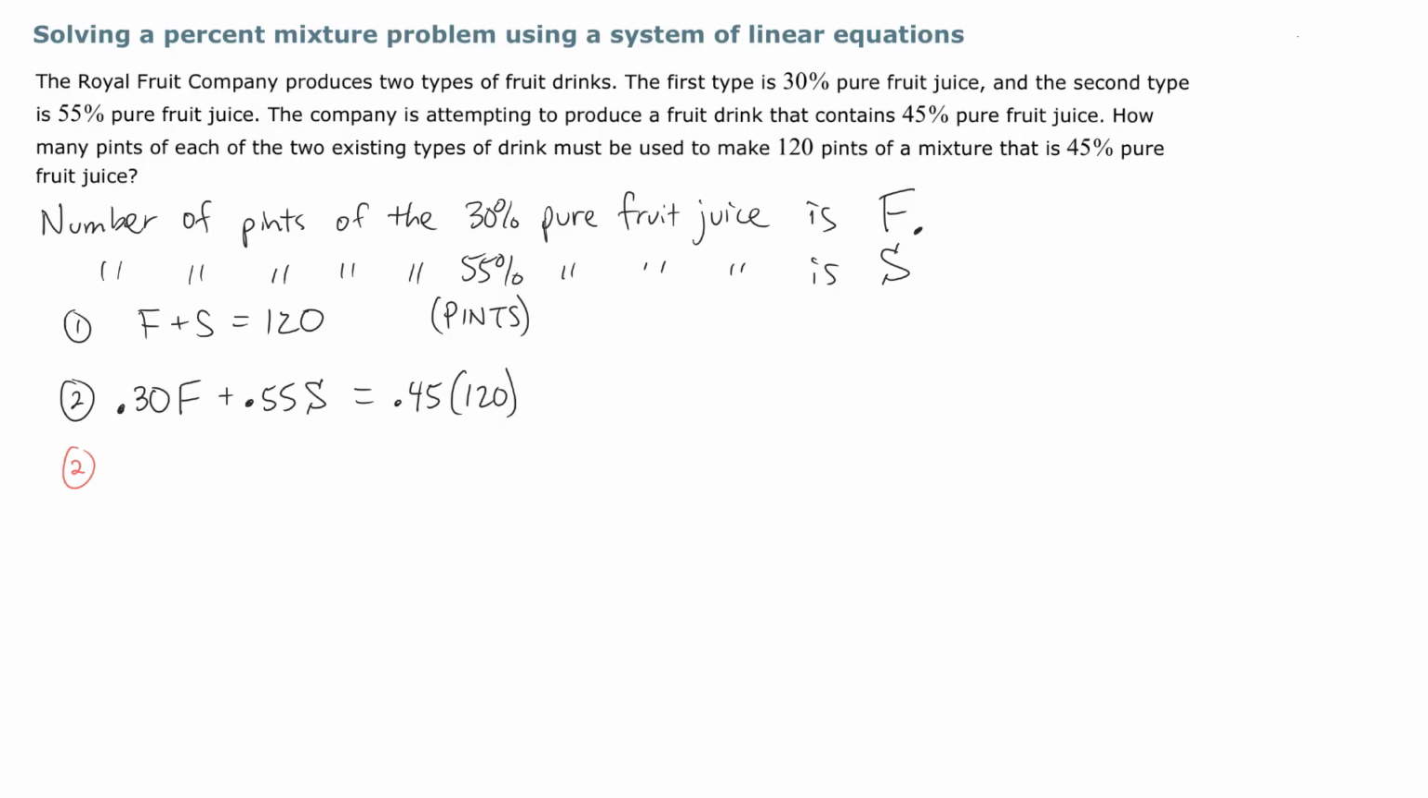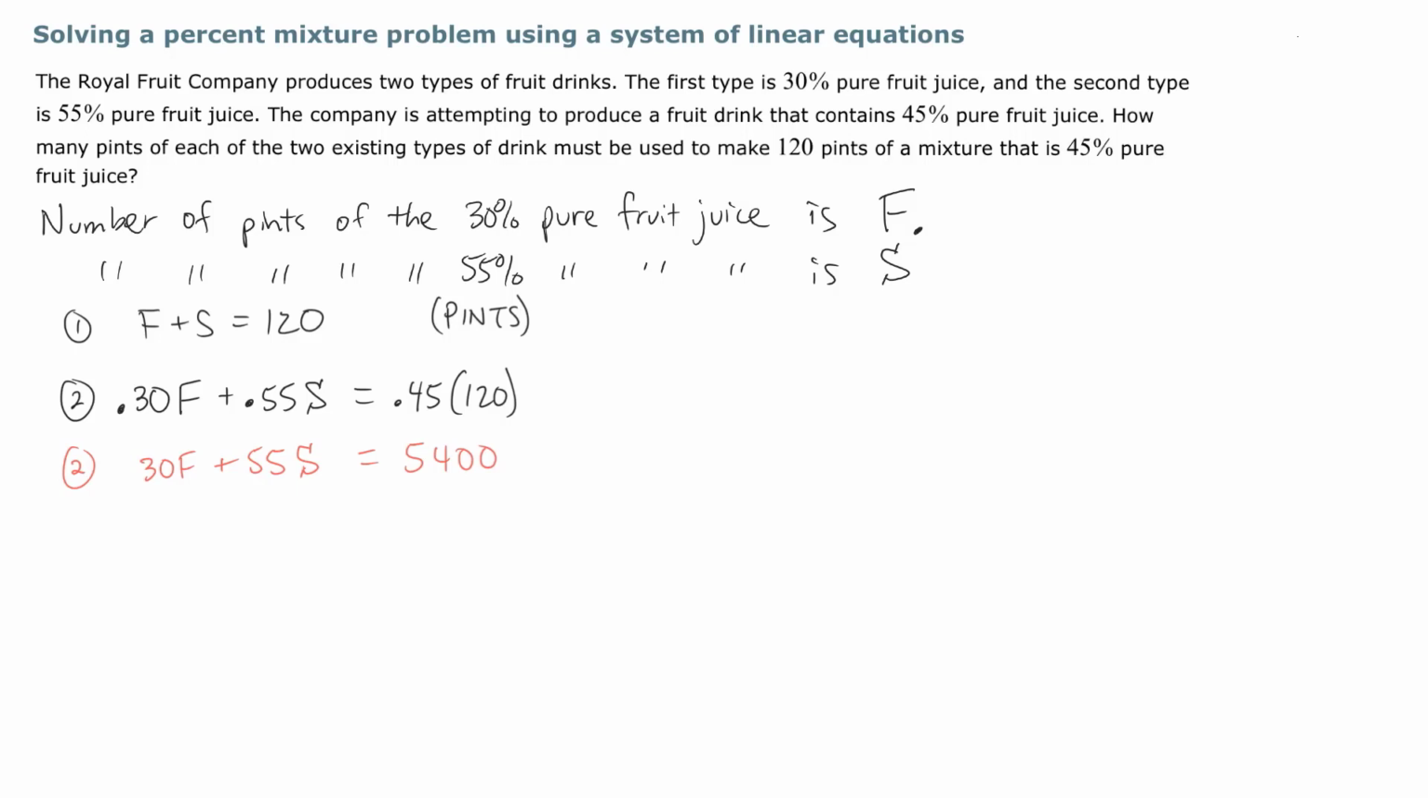I am going to simplify equation 2 to be something else. I'm going to multiply it by 100 to the entire sides. So we're going to get 30 times f plus 55 times s. And then if you multiply by 100 here, we get 45 times 120. How much is that? Let's see. We get 5,400. So we're going to take this new equation 2, and we're going to simply solve for f or s or both, because it actually asks you for both.